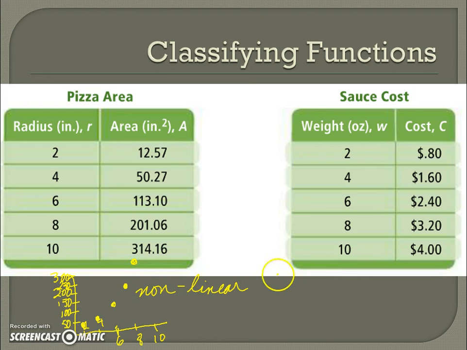Now, if I come over here and I graph this one, the sauce's cost compared to its weight. So I have 2, 4, 6, 8, and 10. And here we could say, let's go by dollar increments. So 1, 2, 3, 4. All right, so 2 ounces of sauce is going to cost 80 cents, which is just a little bit below 1. 4 is $1.60. 6 is going to be $2.40, which is right around in that area. 8 is $3.20. And 10 is going to be $4.